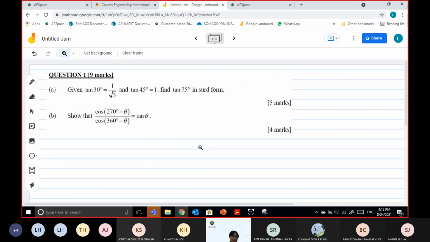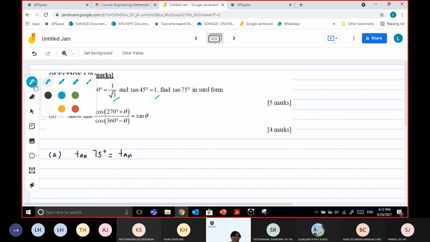Next one is question 1. You are given tangent 30 and tangent 45, and asked to find tangent 75 in surd form. So for tangent 75, since there are values given, can you see 30 plus 45 degrees is actually 75. You are asked to give your answer in surd form, so we need to apply what is given here to get the answer in surd form.